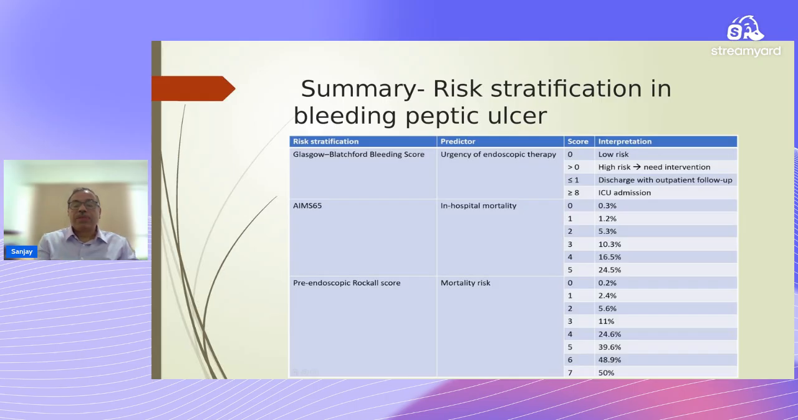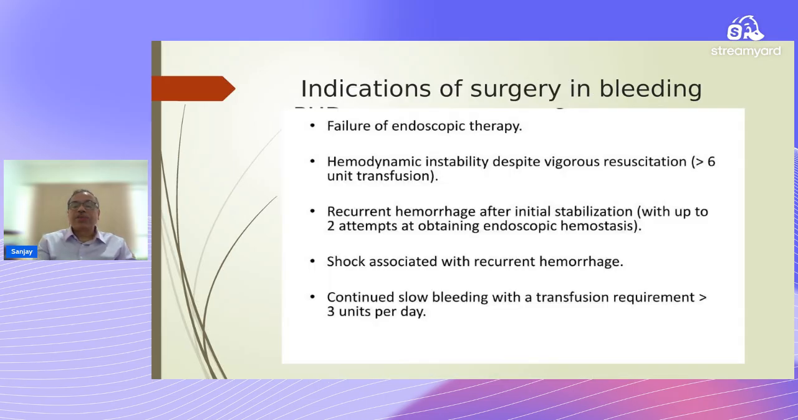And this is a summary of risk stratification, GBS, and pre-endoscopic Rockall score and their interpretation. As shown, GB score 0 is low risk; more than 0 is high risk and needs intervention; more than 8 is always a very bad GB score and requires ICU admission. Pre-endoscopic Rockall score predicts the mortality risk and rebleeding. If the pre-endoscopic Rockall score is 0, the risk of rebleeding is very low. If it is more than 5, 6, or 7, the risk of rebleeding and mortality is almost to the tune of 45 to 50%.